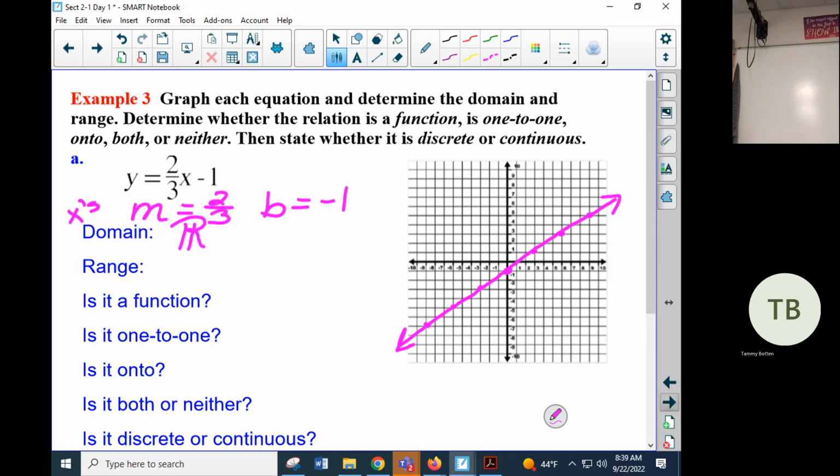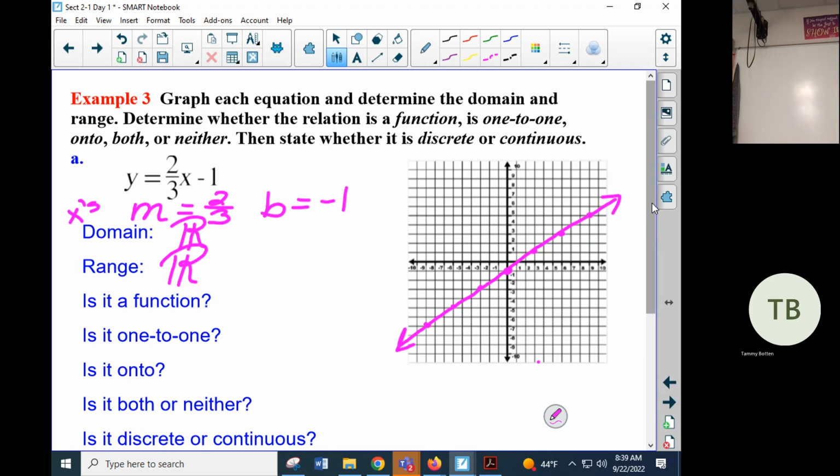For the range, you have to think about this continuing forever. For every y, would there be a point on the graph? And there would be, because this keeps going, there would be a point on the graph. So again, how you write that is all real numbers. And you can write out "all real numbers" too if you want to.